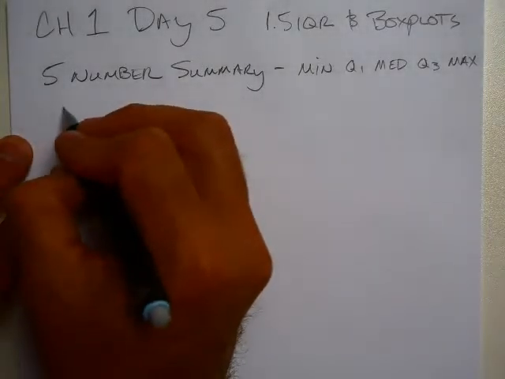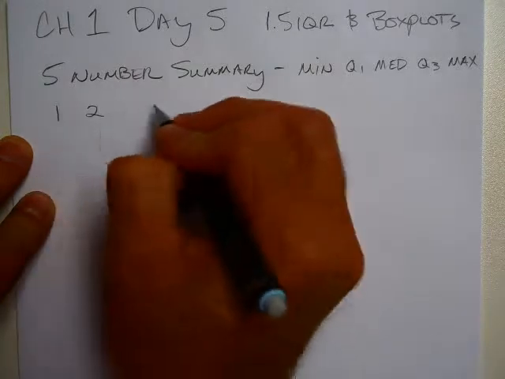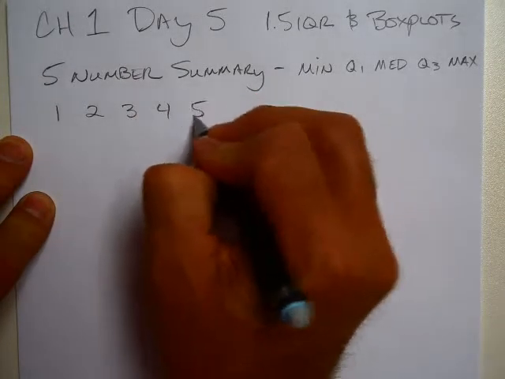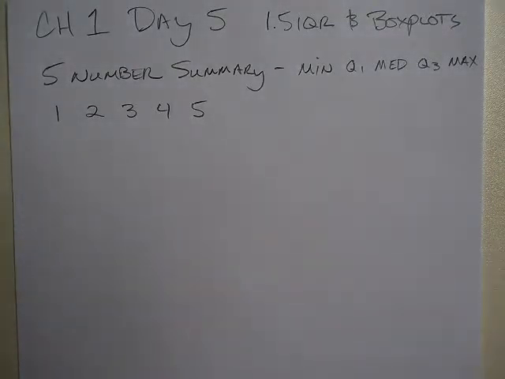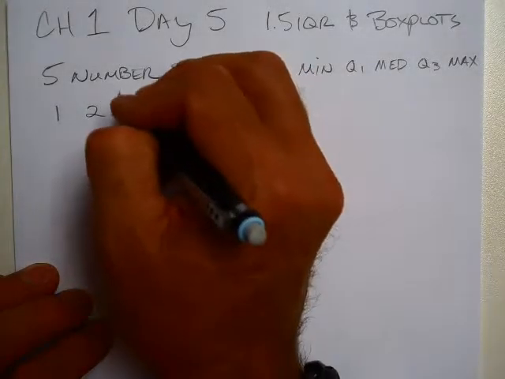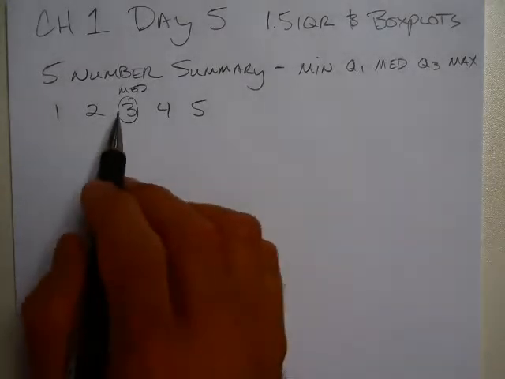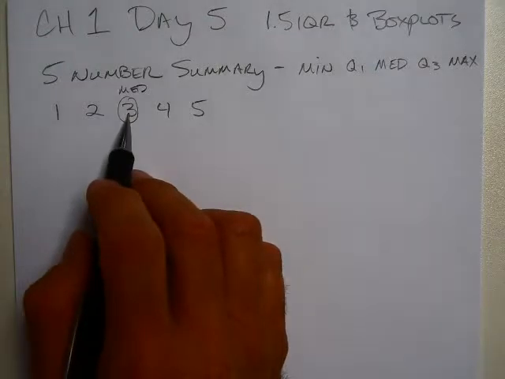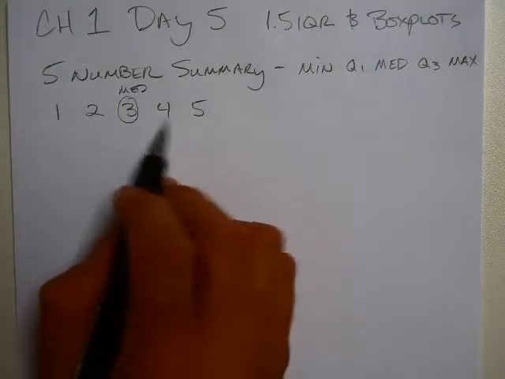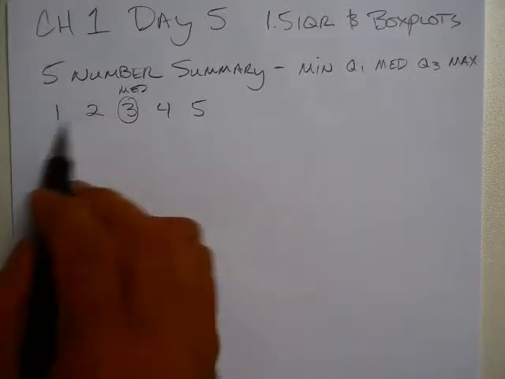So let's say we start with a really small set, 1, 2, 3, 4, and 5. In this set, the median is one of the numbers in the set. It's 3, right? And the maximum and the minimum are pretty obvious, 1 and 5. What we want to get is quartile 1 and quartile 3. Technically, the median is quartile 2. That's another way of referring to it. Since the 3 is used up as the median, I can't use it to get quartile 1 and quartile 3. I have to use only the numbers that are left on each side.